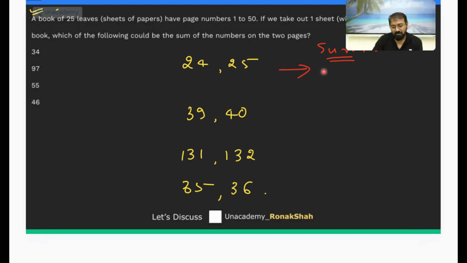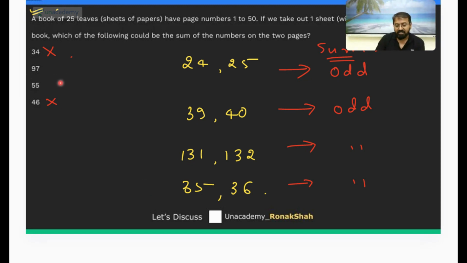So the sum of these numbers, can I say it's going to be odd always? It will be odd. Yes or no? Right? So guys, can I directly remove these two options? Yes, I can directly remove these two options.